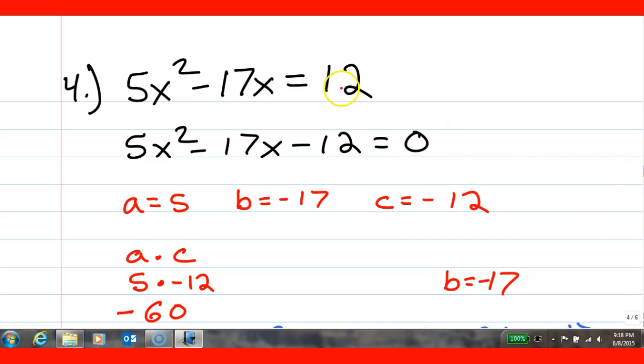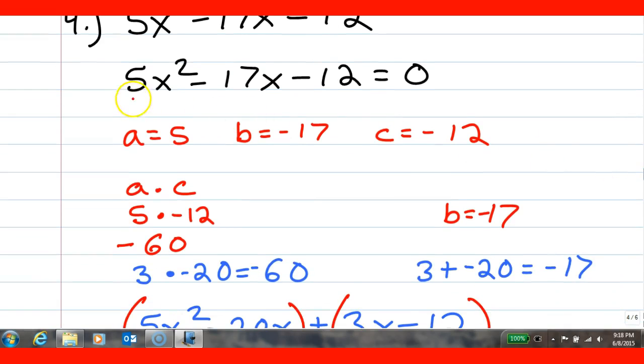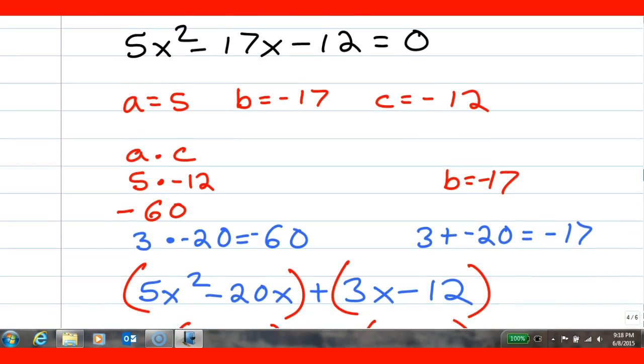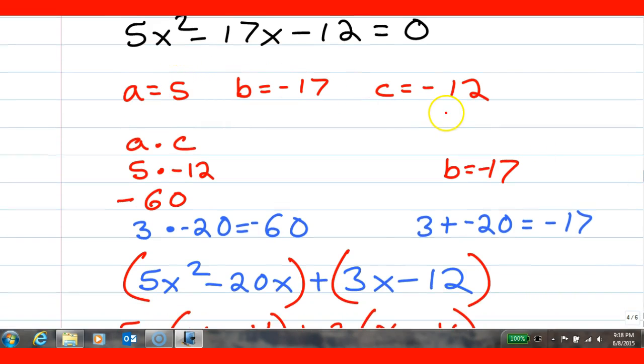So to solve this problem, we're going to subtract the 12 off both sides, which gives us 5x squared minus 17x minus 12 equals 0. In the A position we have a 5, in the B position we have a negative 17, and in the C position we have a negative 12. What we're going to do next is take A times C. So A times C gives us 5 times negative 12, which equals negative 60.